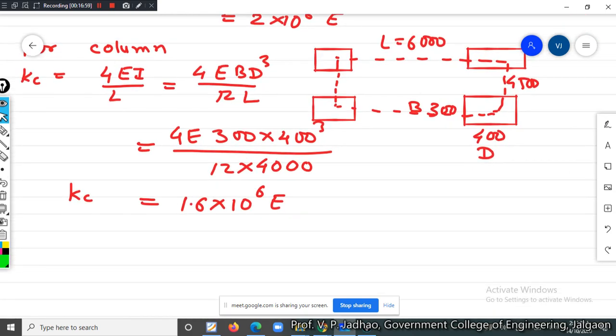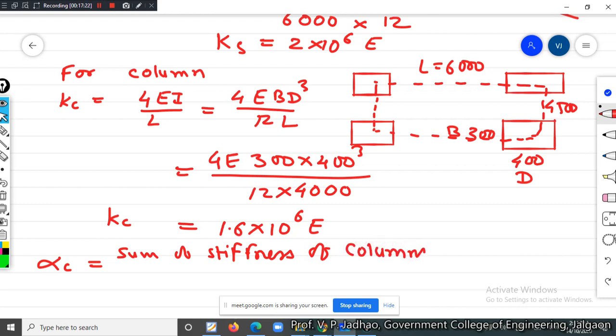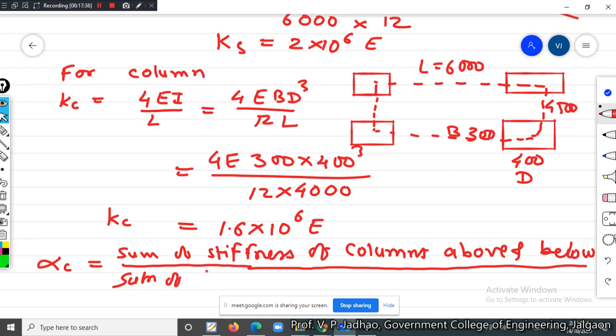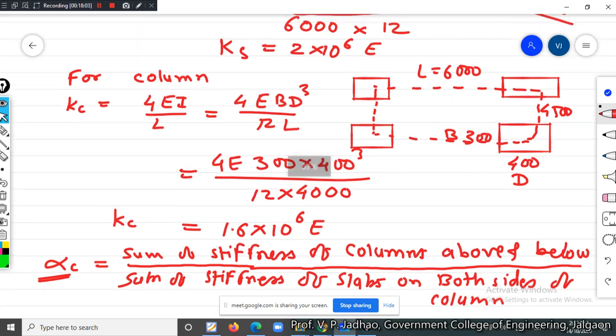This is the stiffness of slab. Now we have to calculate the value of alpha C. This alpha C is the ratio of the sum of stiffness of columns above and below divided by the sum of stiffness of slabs on both sides of your column.